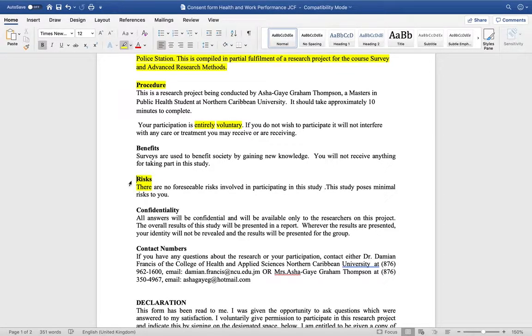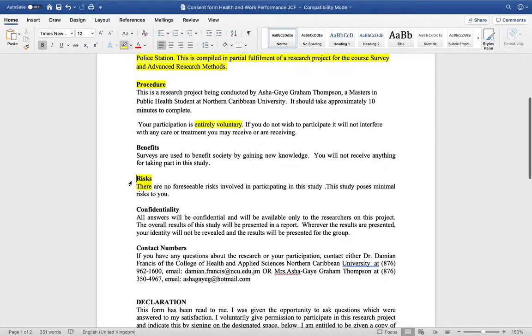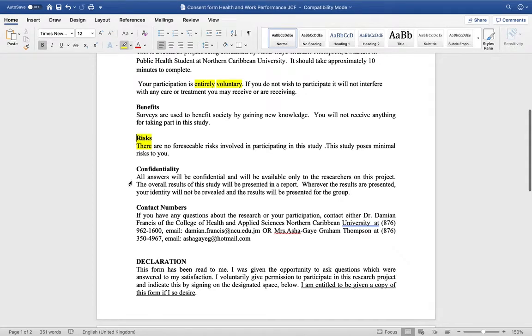And this is important. So there are no foreseeable risks involved in participating in the study. And so they conclude that the study poses minimal risk. Okay? And it's very important to write that the study poses minimal risk because there's never such a thing as no risk. You might ask somebody about their weight and they are very emotionally triggered by questions on their weight and they might just go into an emotional state of distress.